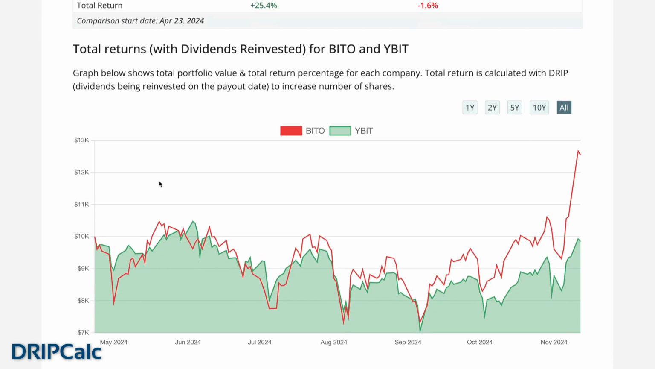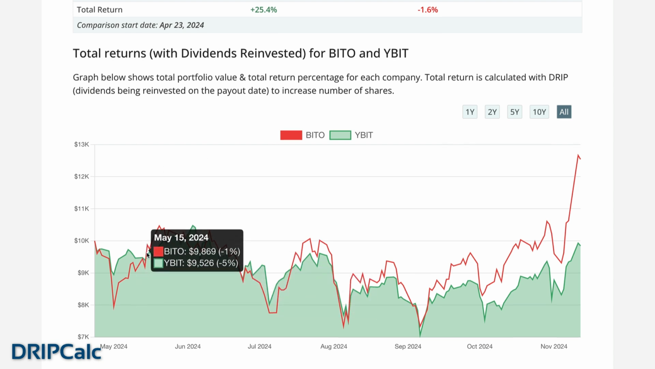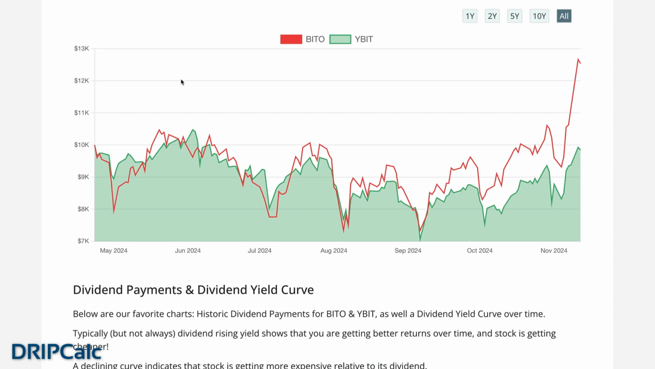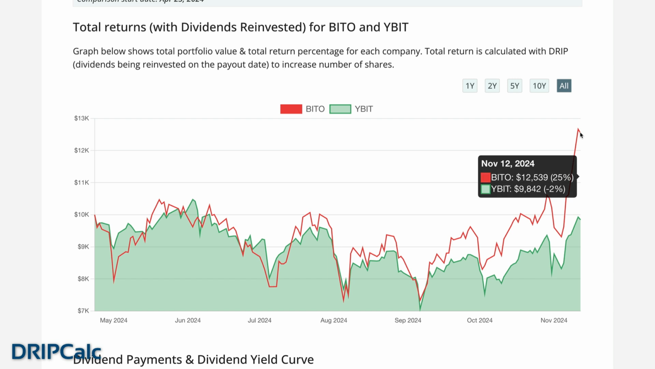Okay, so here we have a chart, and this is from the beginning of whatever is the latest stock to come onto the market. Since YBIT was released on April 23rd, it tracks the performance of both stocks since that date, and it tracks a hypothetical investment into each one of them. The investment was a $10,000 starting balance, and here you can see the end balance. So right now you're sitting on a 25% return in like 7 months for BITO.